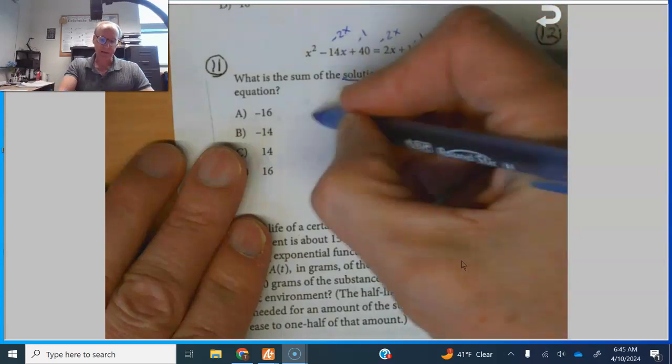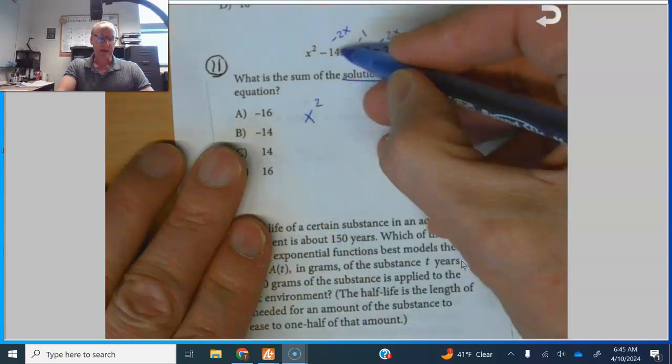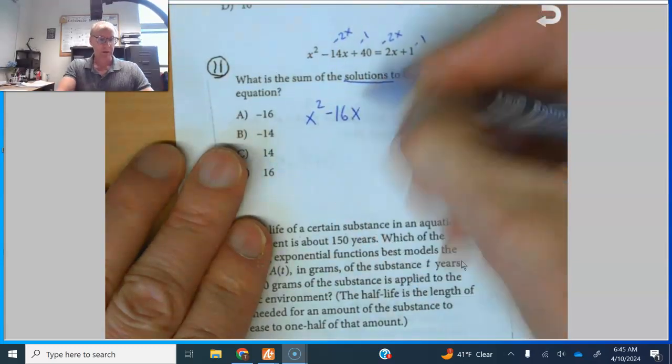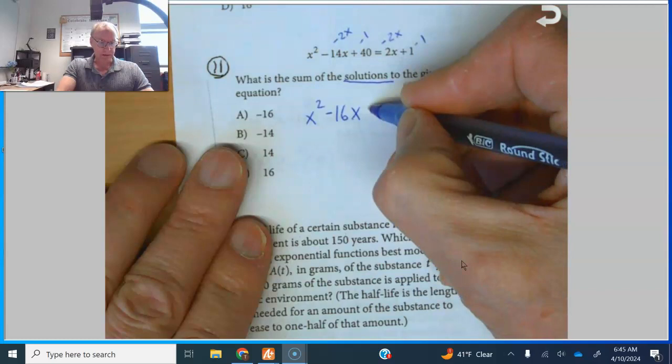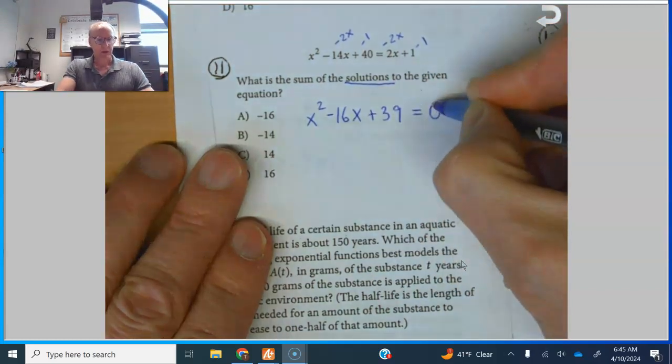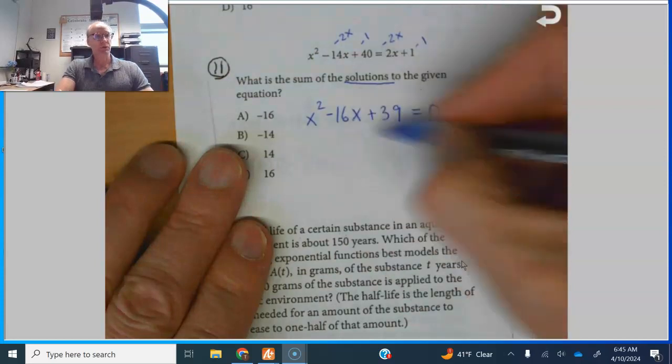So I end up with x squared. Negative 14x minus 2x is minus 16x. 40 minus 1 is 39. And this is equal to 0. This is the equation we want.